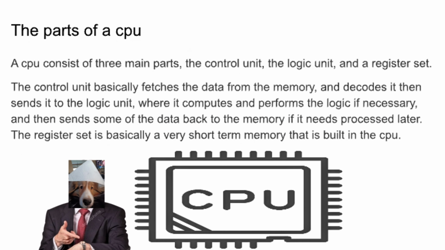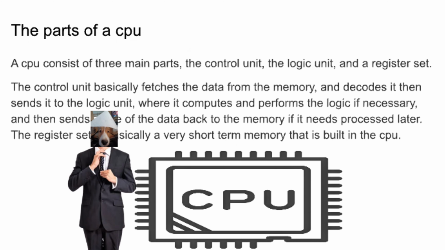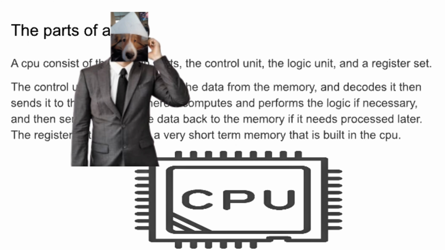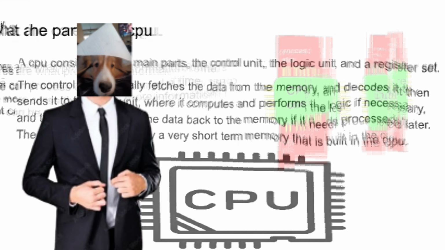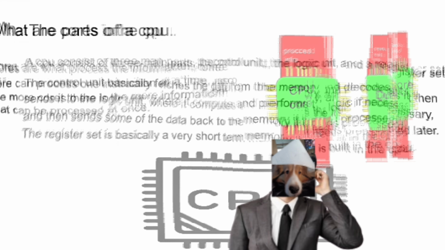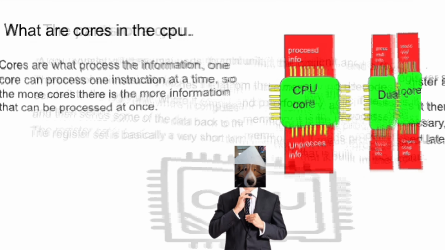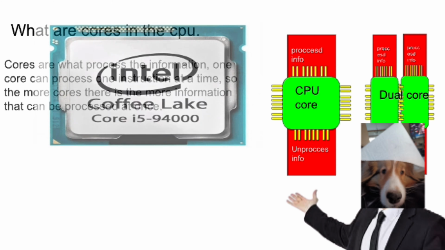Parts of a CPU. The CPU consists of three main parts: the control unit, the logic unit, and the register set. The control unit basically fetches the data from the memory and decodes it, then sends it to the logic unit, where it computes and performs logic if necessary, and then sends some of the data back to the memory if it needs to be processed later. The register set is basically a very short-term memory that is built into the CPU.